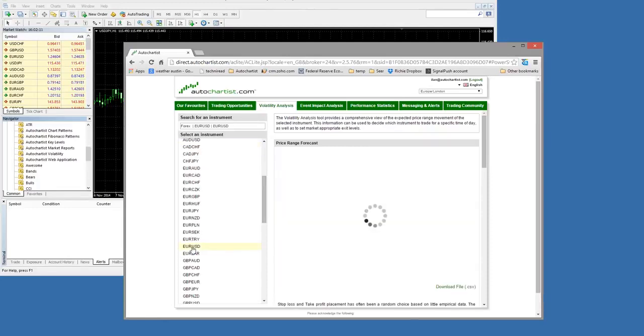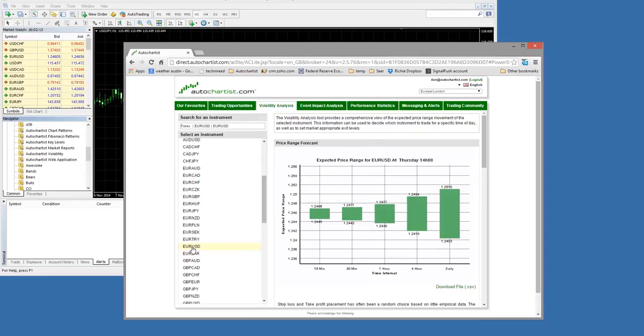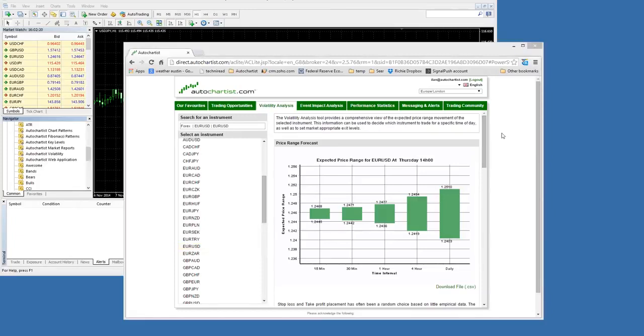So the first graph I'm going to go to on my screen is a graph of Euro USD. I'm actually going to scroll down to my graph here, which is movement per hour of day.